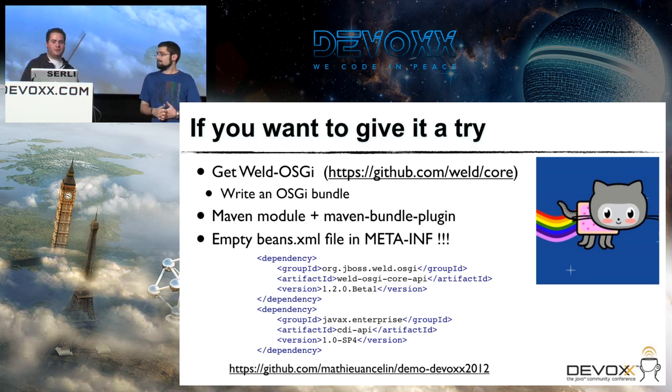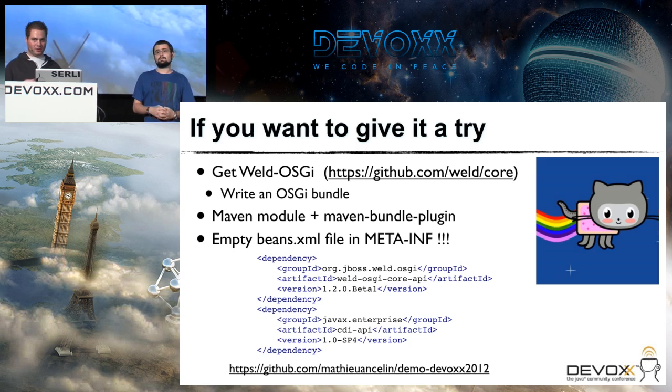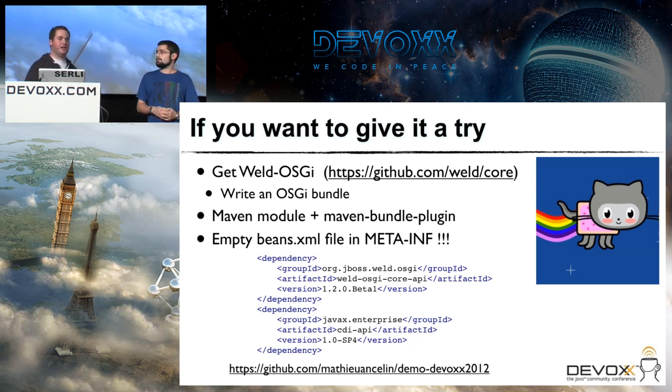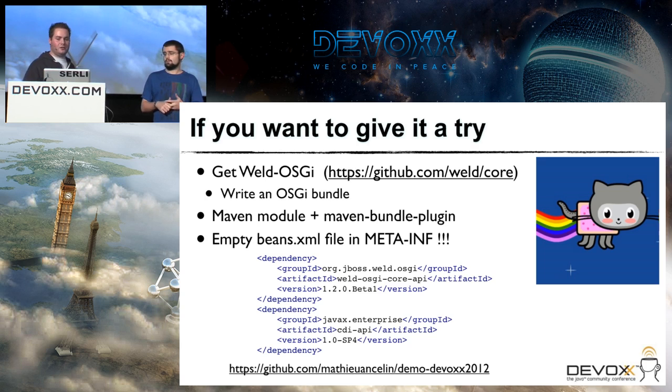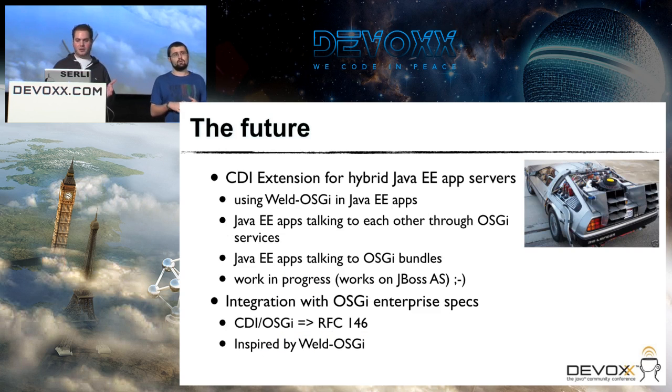And if you want to know how to bootstrap an OSGi environment and how to include Weld-OSGi inside it, you can go on my GitHub account and get the code for this demo, because we don't really have the time to show you the code, so you can browse it, it's available. And you can also go on the Weld core project where there is Weld-OSGi, and there are a lot of examples to show you how to bootstrap an OSGi container and to include Weld-OSGi.